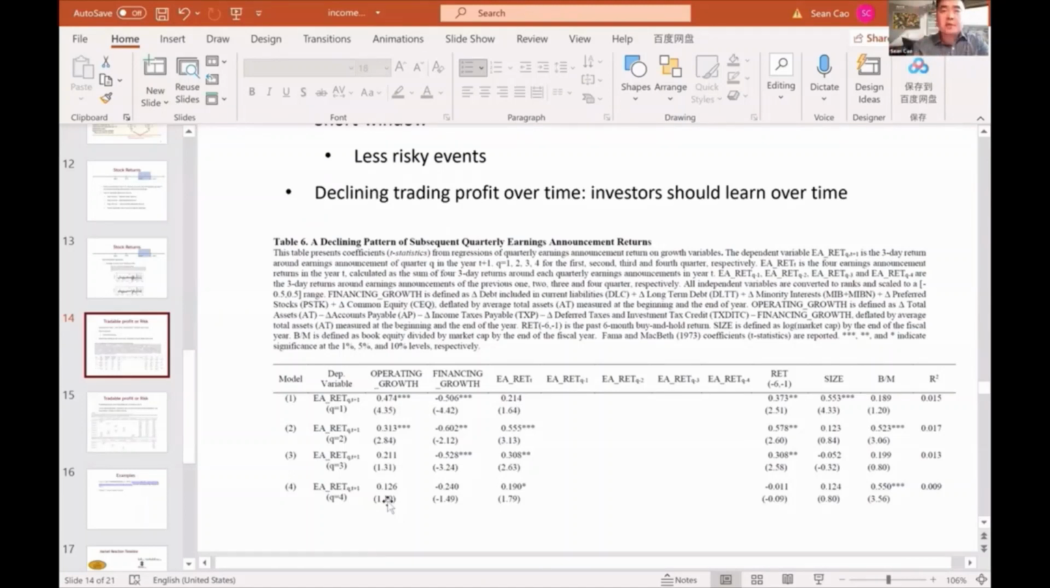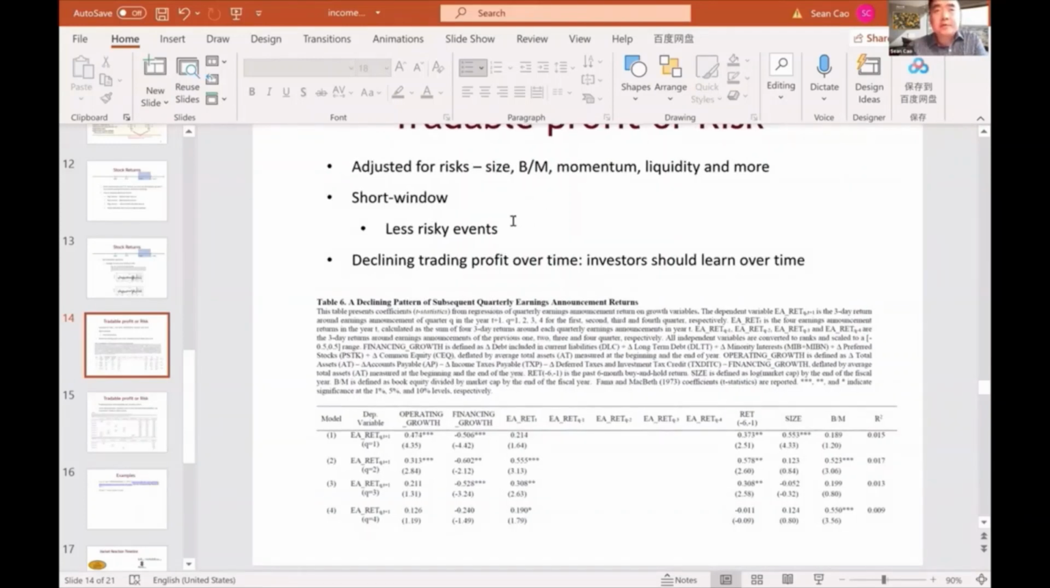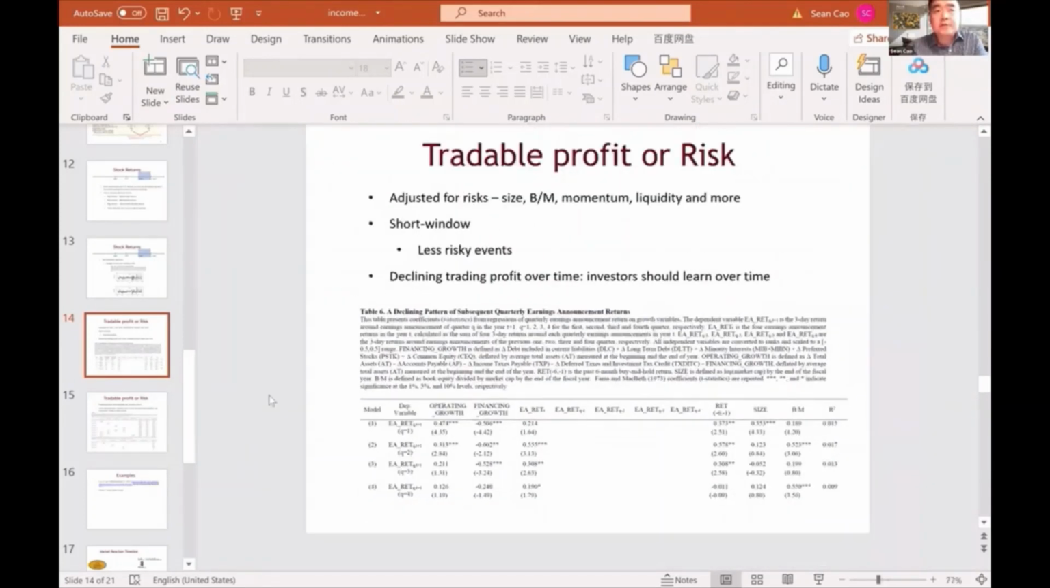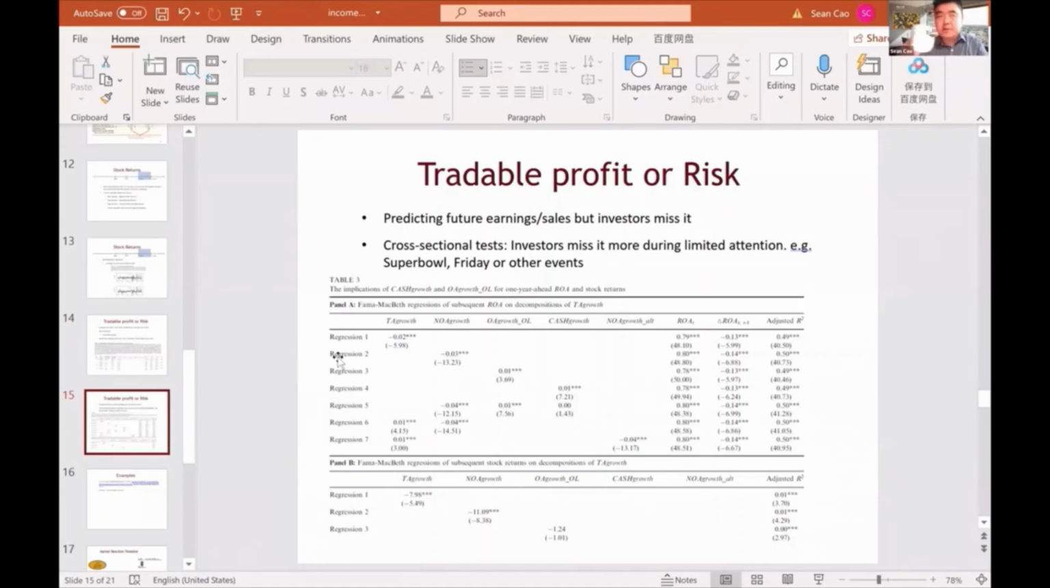You always predict returns. So the declining pattern is important. The declining pattern is important to confirm the profit you have seen here is from your information advantage instead of the risk. That's one thing we do: why we have the tradable profit or risk. Another thing we are talking about is also very important stuff you guys need to learn.